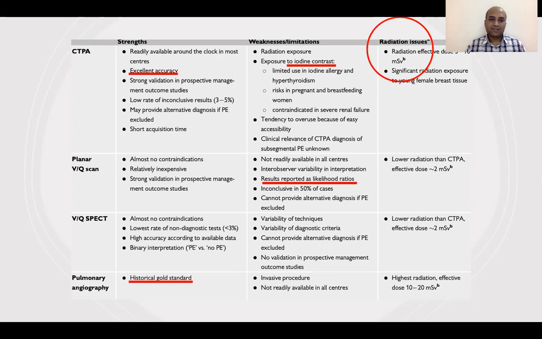CTPA, though it has excellent accuracy, has issues related to iodine exposure, and the radiation effect is also very high. Pulmonary angiography, which was the historical gold standard, also has very high radiation. On the other hand, the VQ mismatch, which has almost no contraindication and a very low radiation exposure, has very high inter-observer variability in interpretation, and as a result, it is reported as a likelihood ratio. So all tests have their advantages and disadvantages.